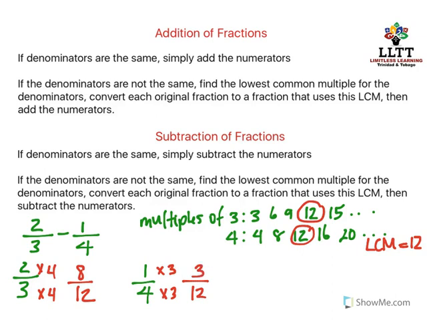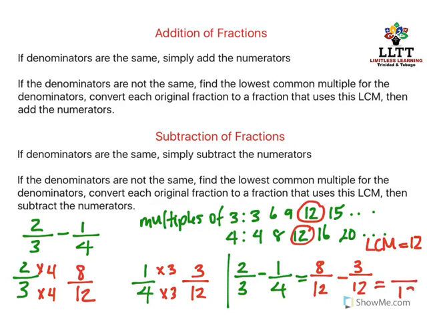That's 3 over 12. And my original question was 2/3 minus 1/4. So this is now 8 over 12, because that's the same thing as 2/3, minus 3 over 12, which is the same thing as 1/4. And I simply leave my denominator because it's now the same. They're 12. And I subtract my numerator. So that is 8 minus 3 is going to give me 5. My answer is 5 over 12.